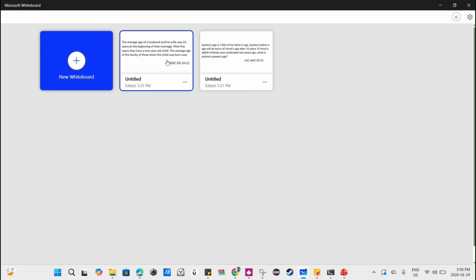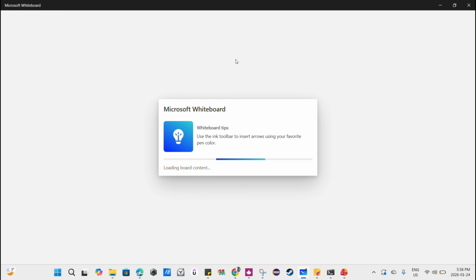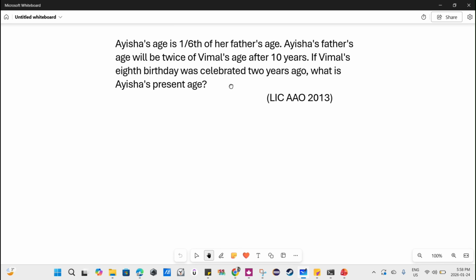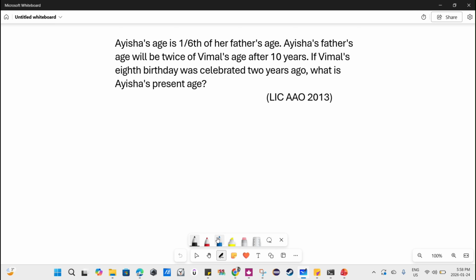So I have a couple of questions for you to go ahead with the demonstration. Okay, so Aisha's age is one sixth of her father's age. Aisha's father's age will be twice of Wimmel's age after 10 years. If Wimmel's 8th birthday was celebrated 2 years ago, what is Aisha's present age?